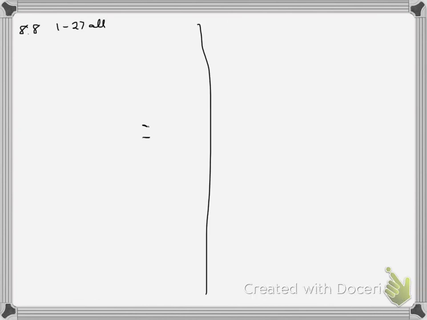Okay, let's move on to 8.8 to give you your answers to your questions, or your problems that you've done at home. It's 1 through 27 all. And again, I believe we showed a fair number of examples here. So let's go ahead and get these.